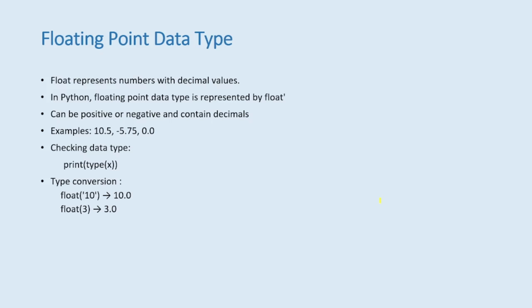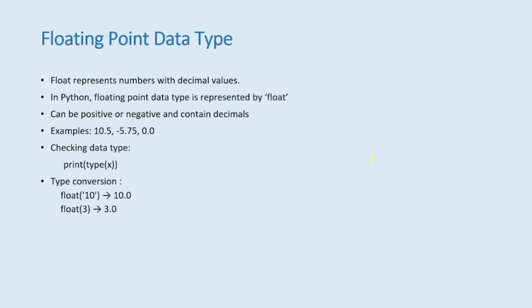In this video, we are going to learn about the floating point data type in Python. So what is a float? In Python, a float is a data type that is used to store decimal numbers. Any number that has a decimal point, Python treats it as a float.